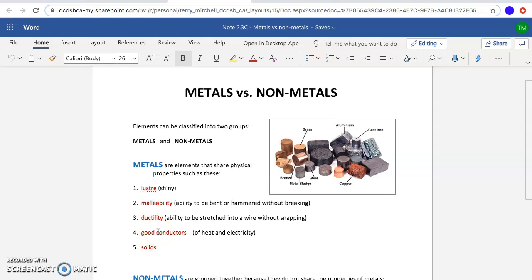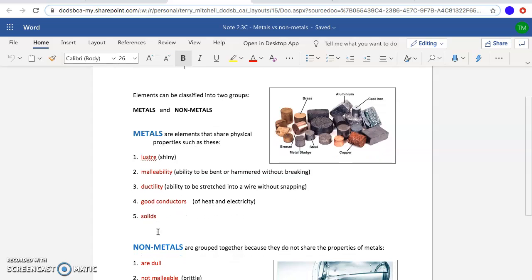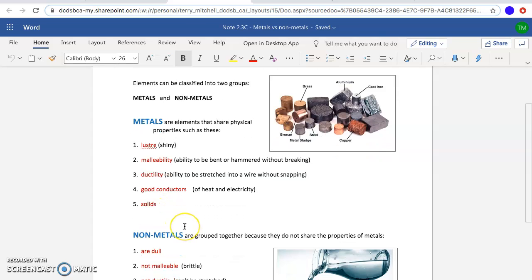They are good conductors of heat and electricity. And at room temperature, with the exception of mercury, they are all solids. Mercury at room temperature is a liquid, but all the rest are solids.